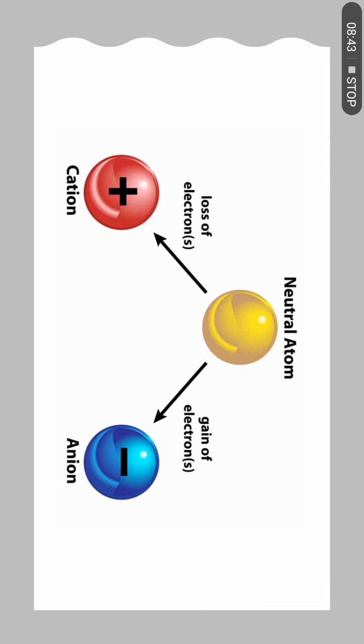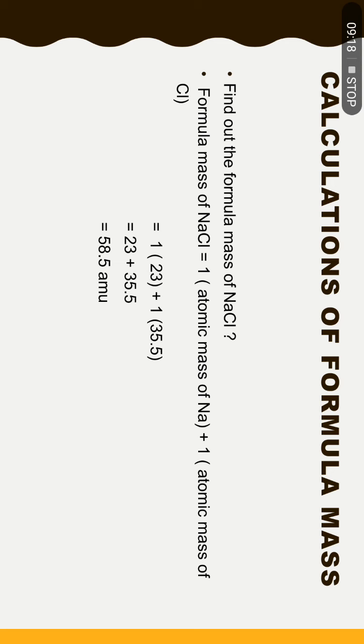For example, this is a neutral atom. I am taking a neutral compound, NaCl, sodium chloride. If sodium loses an electron, it will become a cation and the positive charge will come on sodium. And if chlorine gains an electron, a negative charge will come on chlorine and it will become an anion. So the gaining and losing of electrons makes them ions in the aqueous solution. So let's talk about the calculation of formula mass, what formula mass is and how to calculate the formula mass of certain compounds.